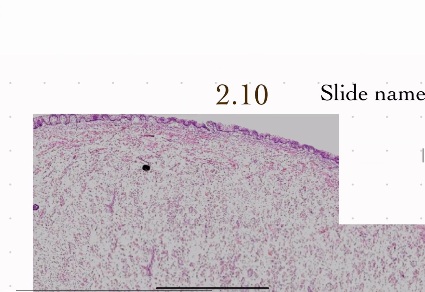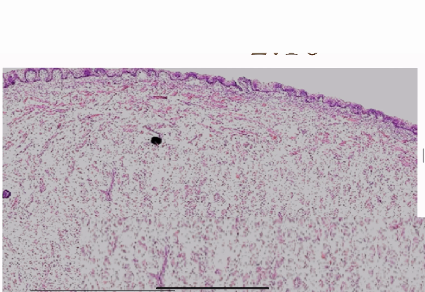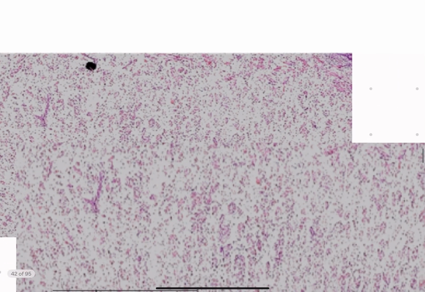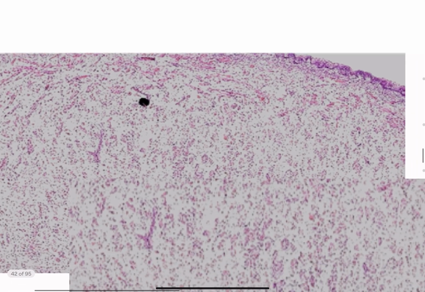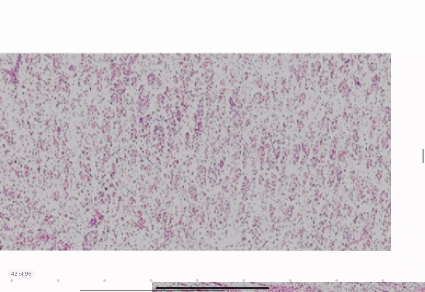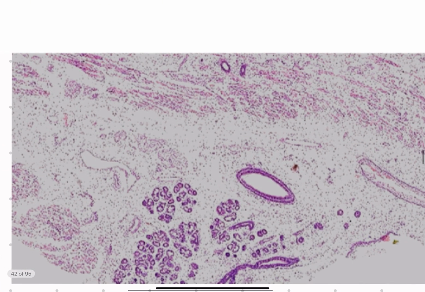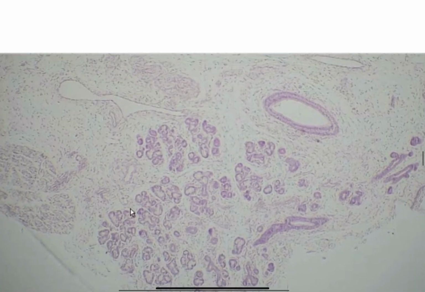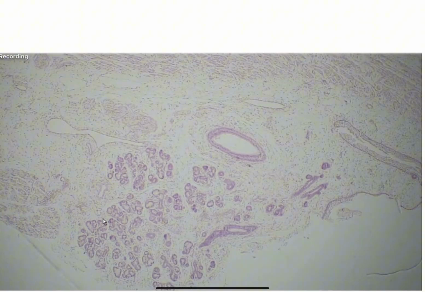And for the final slide, we see something like this. Please write down the name of this slide. And we're going to zoom further down to see something like this. Zooming in, like so. Please write down the name for this structure.